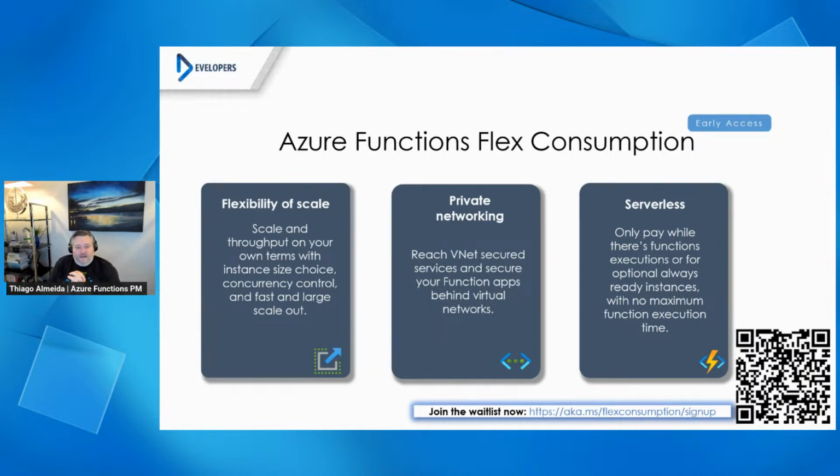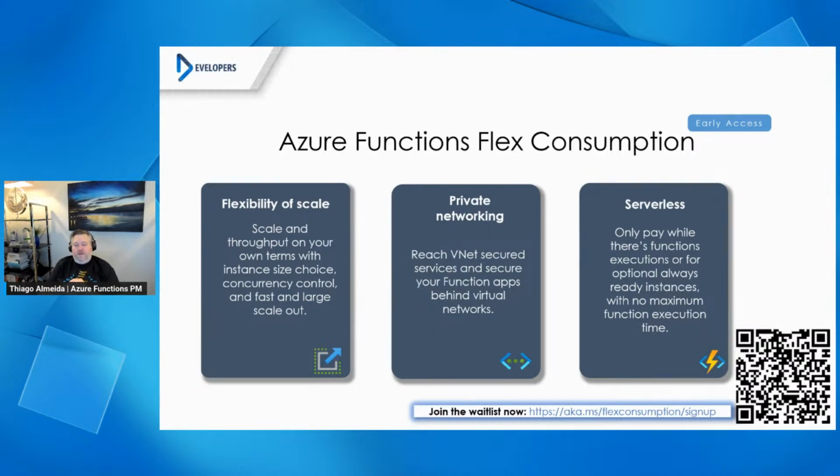And then besides the flexibility of scale with both instance size, concurrency, and very fast and large scaling out, we are also happy to introduce VNet support or private networking support for a consumption model of Azure Functions, which means that you will get the same networking features that you have with the premium plan and app service plan, but on a serverless model, a fully serverless model.